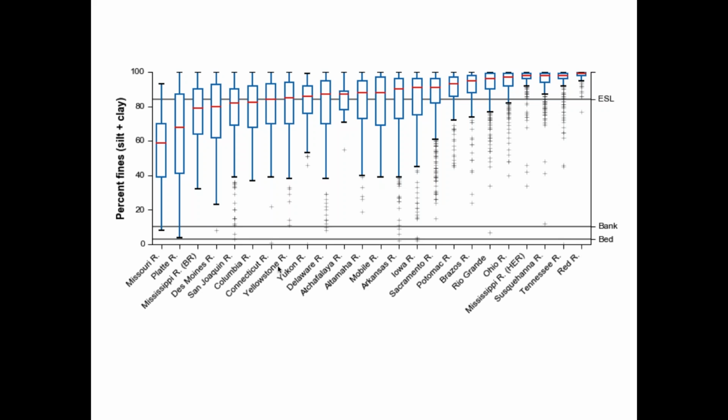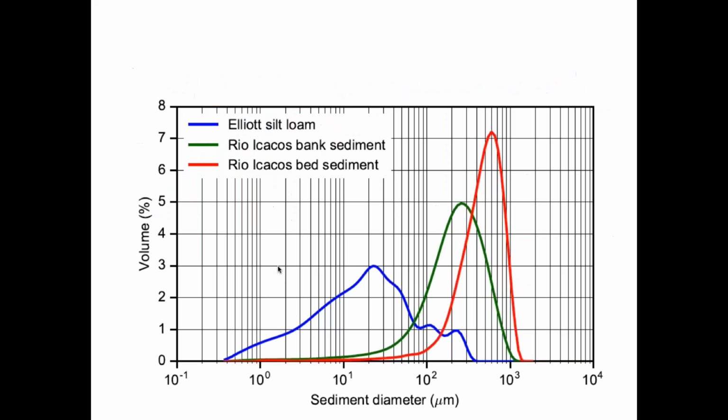But just taking 2 grab samples from the bank and bed of the Icacos River, those are the lines down at the bottom. So obviously much coarser sediment, and that indicates why the Downing correction probably was not doing very well for us. So Icacos really did need this localized correction, but maybe a lot of other sites could rely on that published Downing correction. And again, this just compares the sediment that the Downing study used, the Elliott Silt Loam in blue, with those 2 samples we got from the Icacos. The size distribution is quite different.